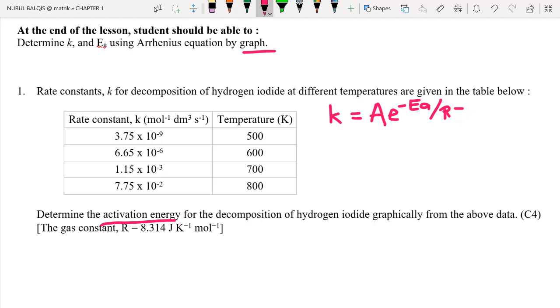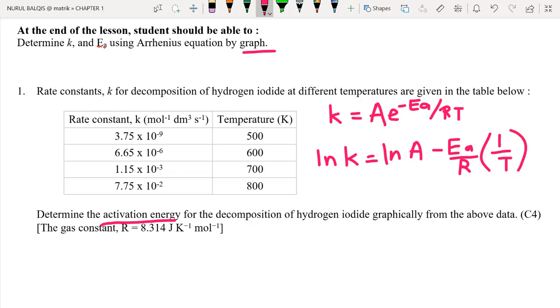But when we want to change it to a graph, we need to make the y-axis and x-axis visible. So we are going to apply ln on both sides, giving you the formula ln k is equal to ln A minus Ea over R times 1 over T. Based on the y is equal to mx plus c conversion, we're going to identify what is going to be your y-axis and what is going to be your x-axis.